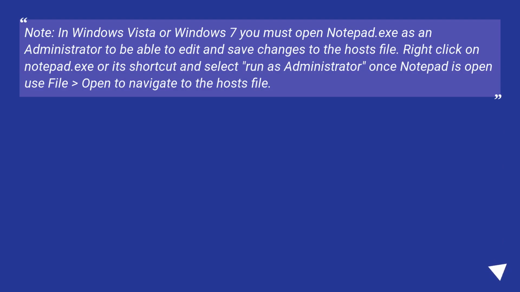Note: in Windows Vista or Windows 7 you must open notepad.exe as an administrator to be able to edit and save changes to the host file. Right-click on notepad.exe or its shortcut and select Run as administrator. Once Notepad is open, use File, Open to navigate to the host file.